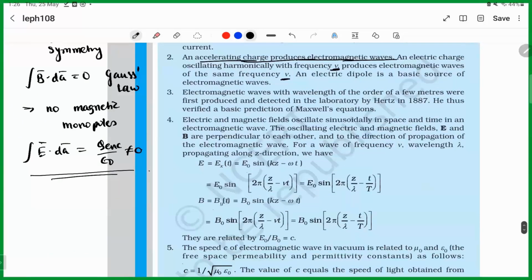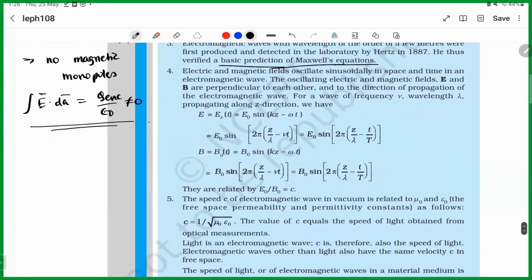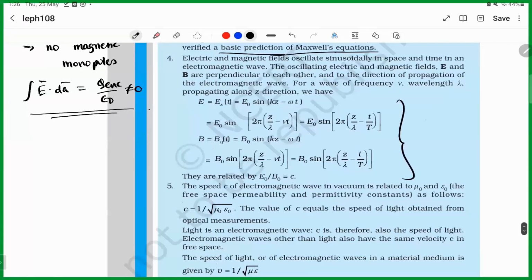Now, electromagnetic waves with a wavelength of the order of a few meters, so this is just a bit of history. So he verified the basic prediction of Maxwell's equations. Now, these are just formulae for electric and magnetic fields, right? And this just comes from the theory of waves.